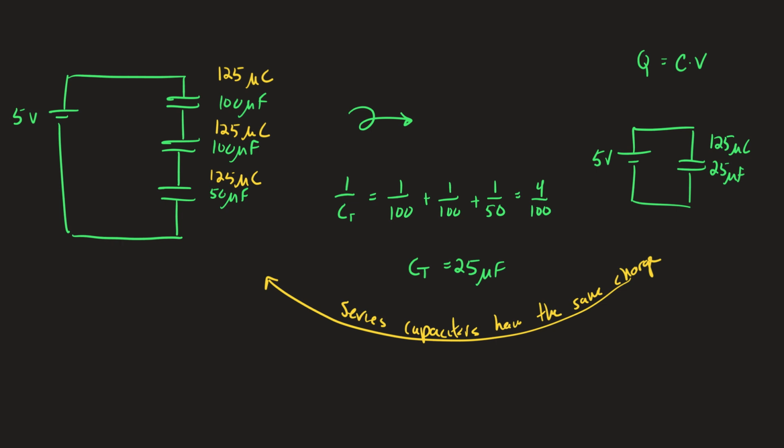Now we solve for whatever's missing. We're missing voltage. So because we're missing voltage, we will solve for what's missing by taking the charge and dividing by the capacitance. Then check your work. Does the sum of the voltage drops equal the applied voltage? So is 1.25 plus 1.25 plus 2.5 equal 5?